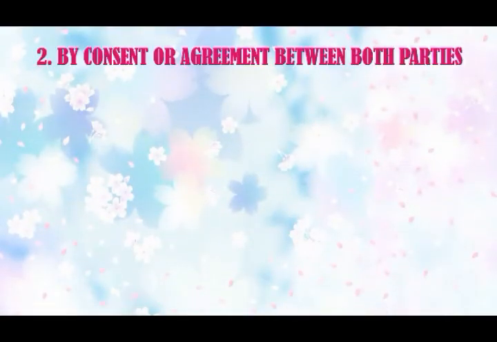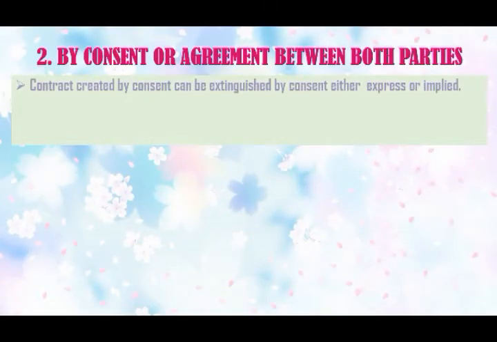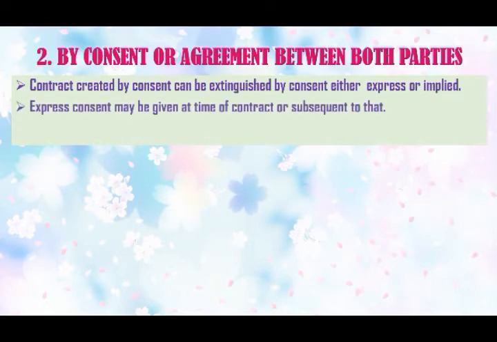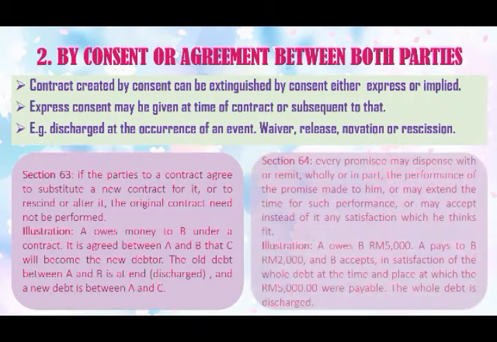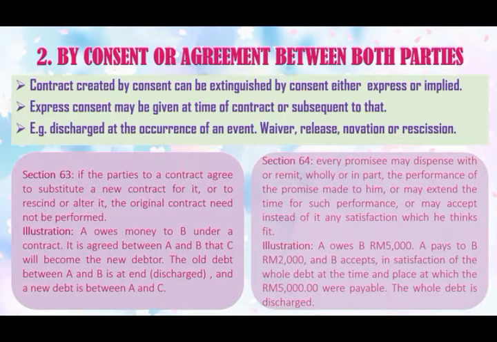Discharge of contract by consent or agreement between both parties. A contract created by consent can be extinguished by consent, either express or implied. Express consent may be given at the time of contract or subsequent to that. For example, discharge at the occurrence of an event, waiver, release, novation, or rescission. In Section 63, if the parties to a contract agree to substitute a new contract for it, or to rescind or alter it, the original contract need not be performed.